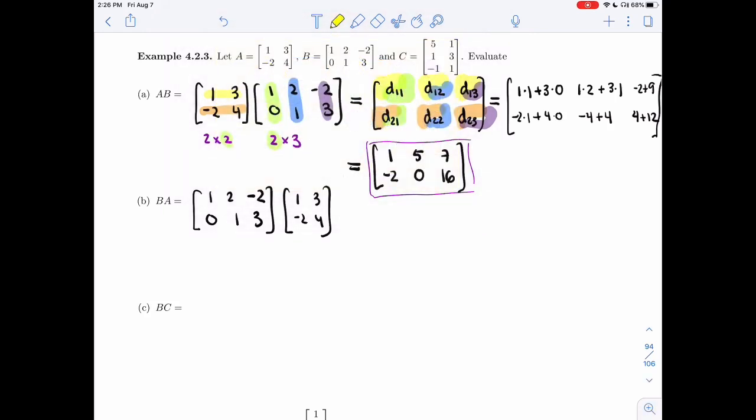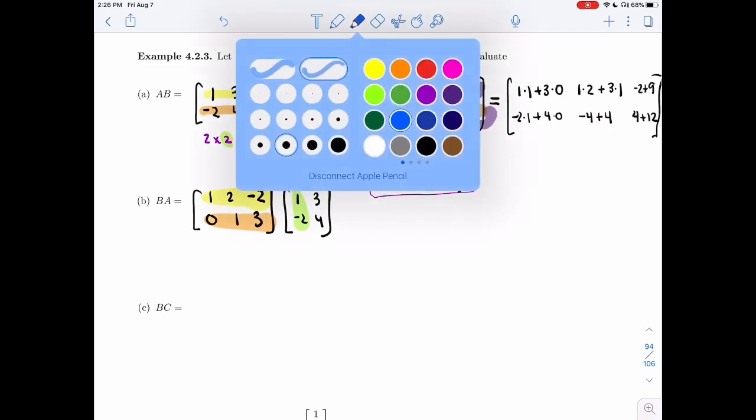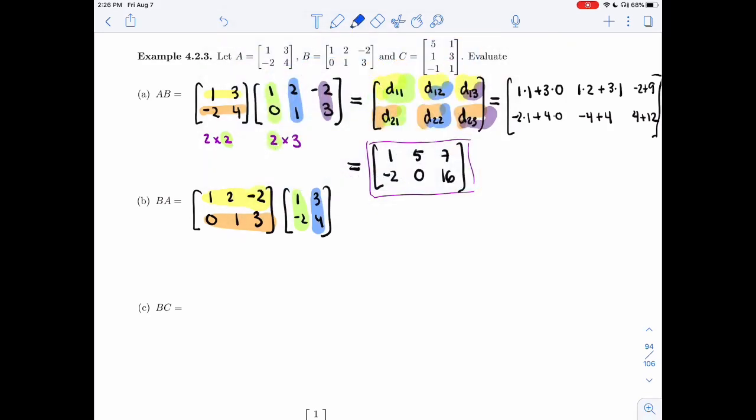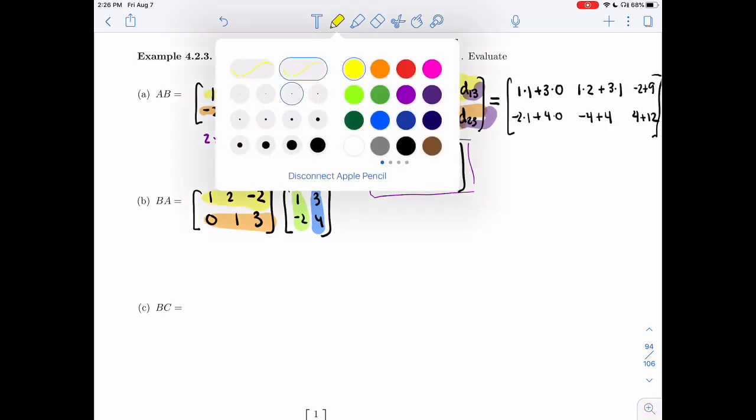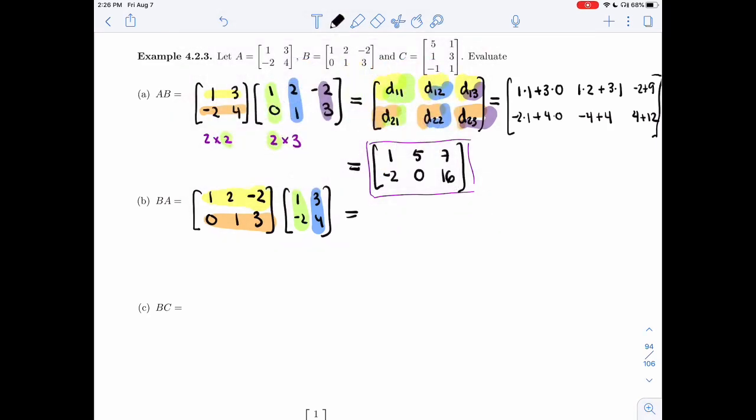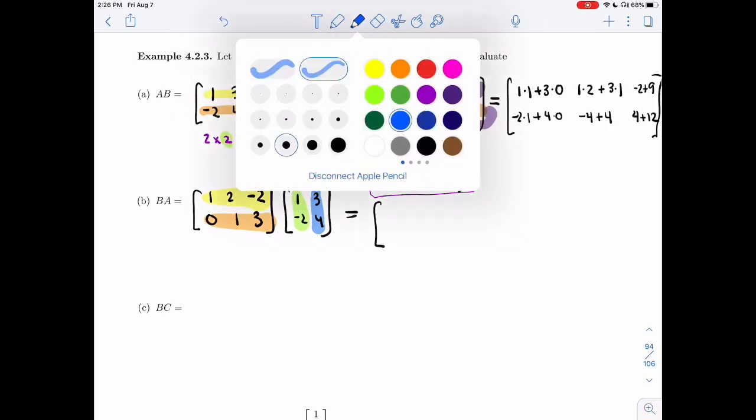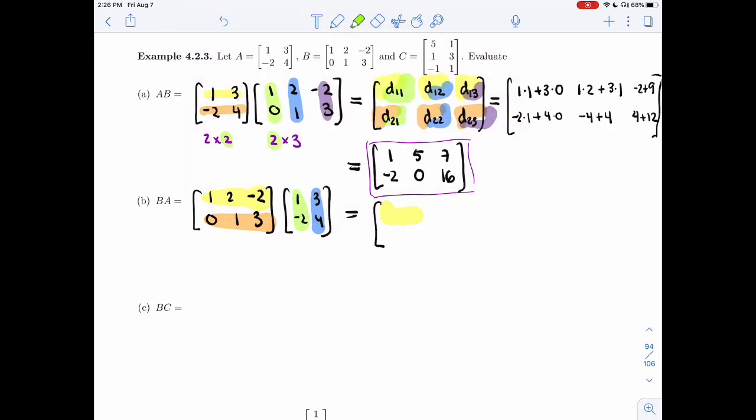Let's label them the same. Oh, sorry. I have a first row here. I have a second row here. First column, second column. So my first entry, again, will be first and first. So wait a minute. I'm going to take this vector and this one.